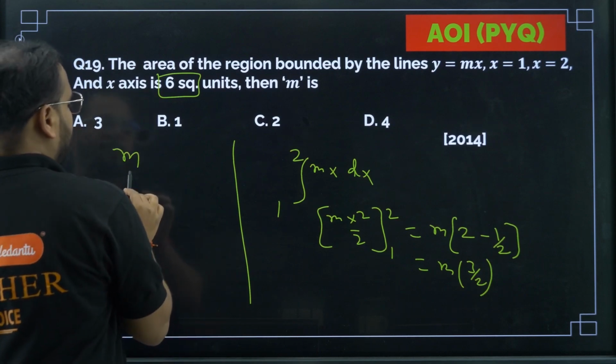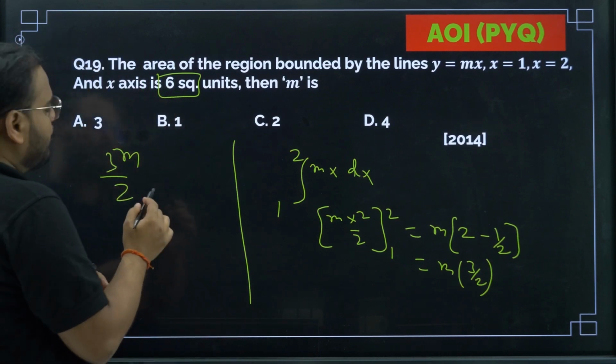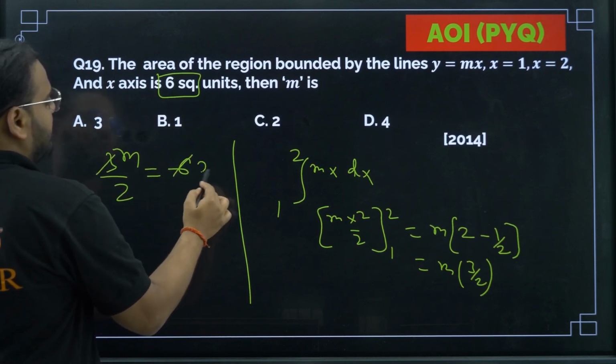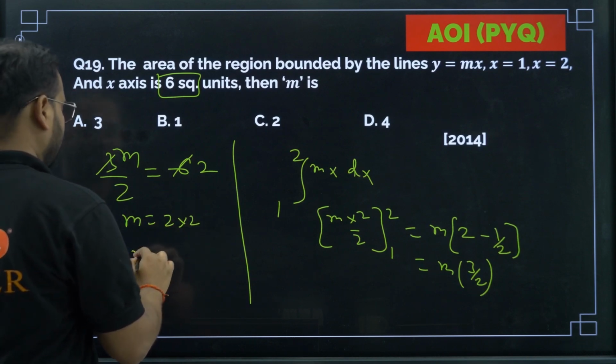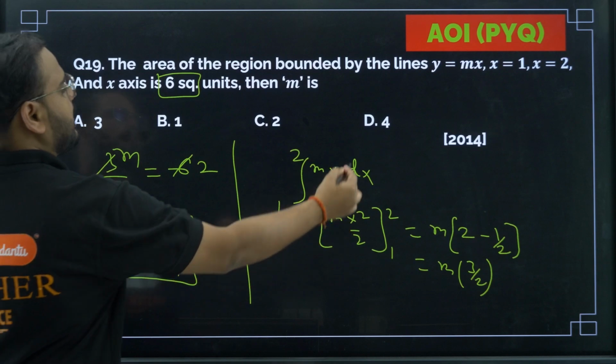So write it here. 3m by 2. Please check. 3m by 2 equals 6. So it means 3 will go out like this. So m will become 2 times 2. How much is that? m will become 4 again. Answer is D.